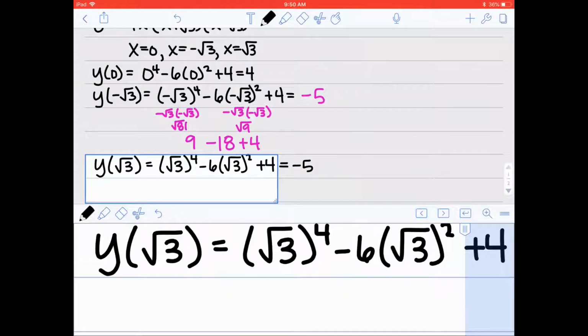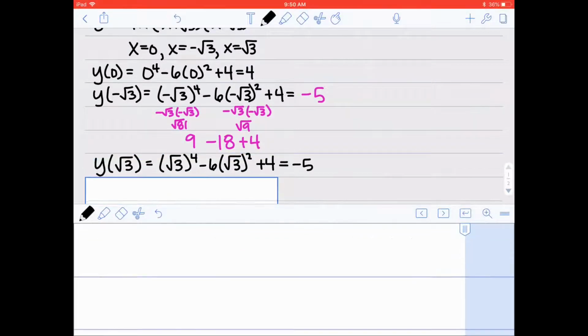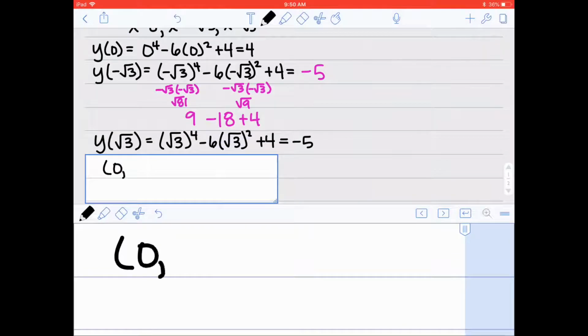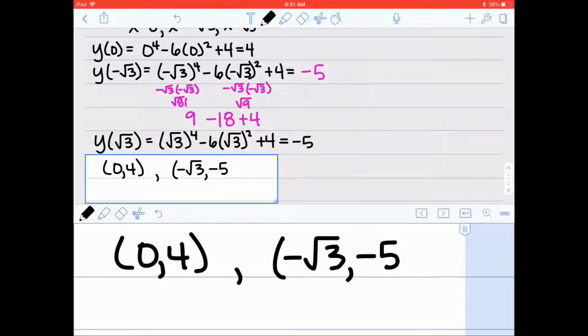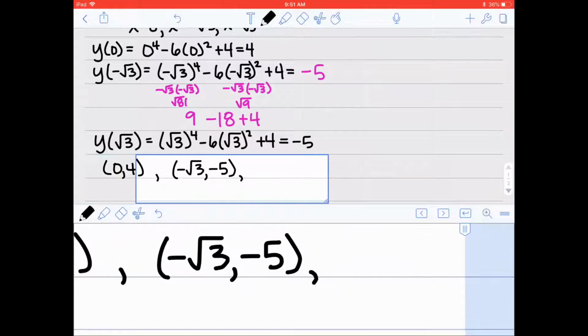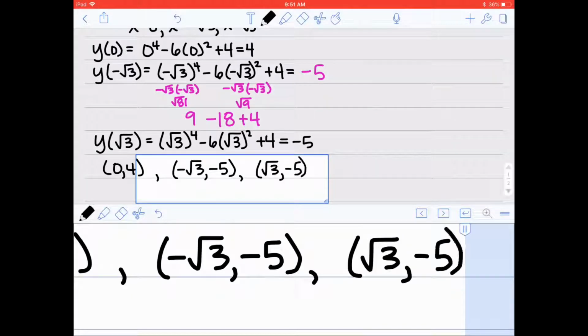So we have 3 points on the graph where there is a horizontal tangent. We have the point 0, 4. We have the point negative root 3, negative 5. And then we have the point positive root 3, negative 5. And if you were to graph and check all of those, you would find that that was true.